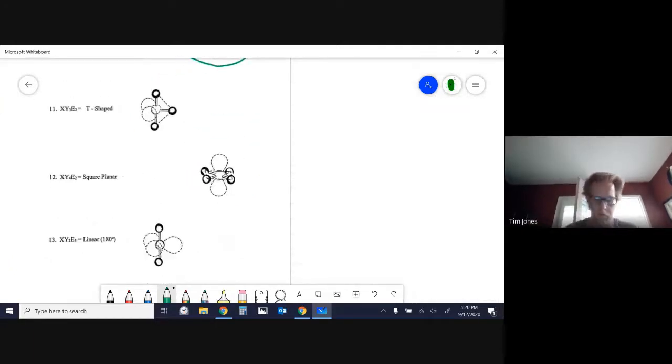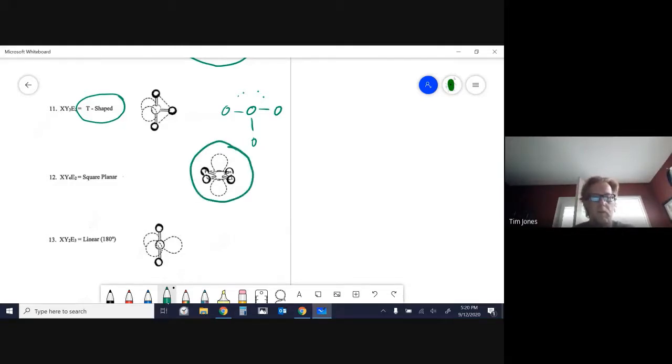Continuing along. This one's often called T-shaped. It's not really drawn T-shaped. It'd be more T-shaped if it was drawn like this. That looks more like a T, and you'd have your unshared electrons out here like that. This one here is square planar. It forms the square in the middle and has an unshared pair of electrons above and below.